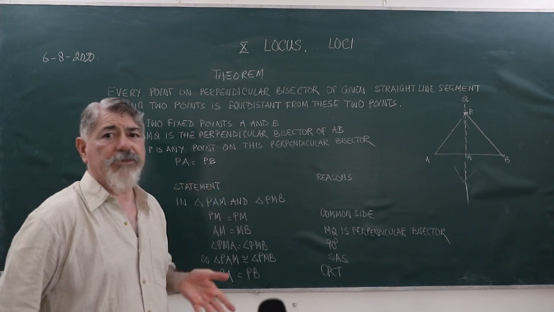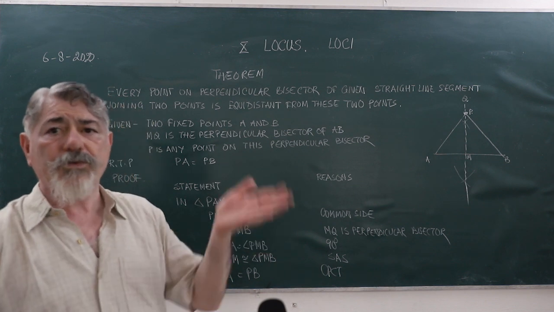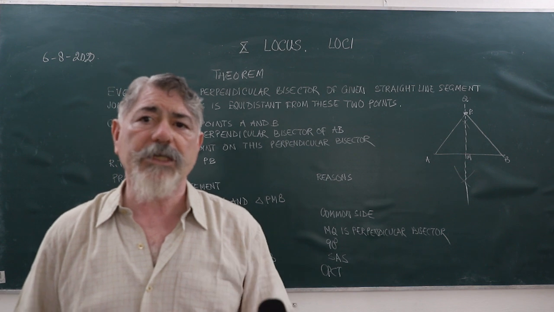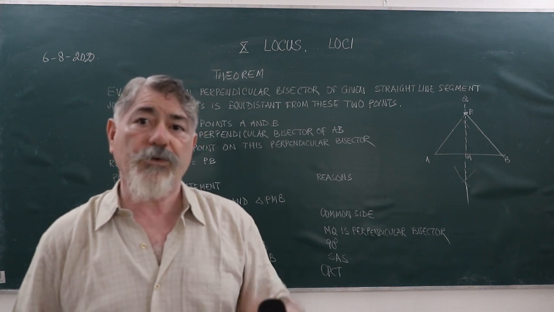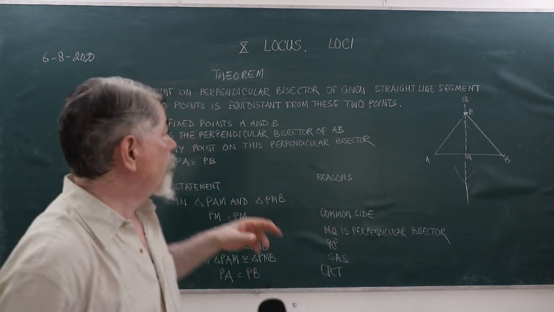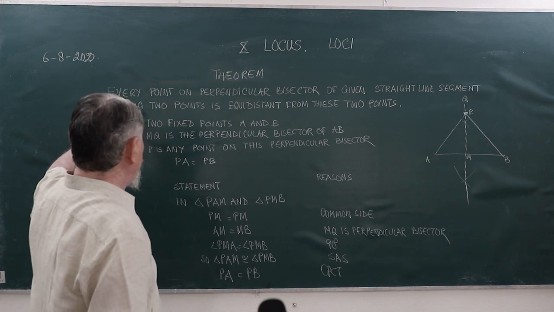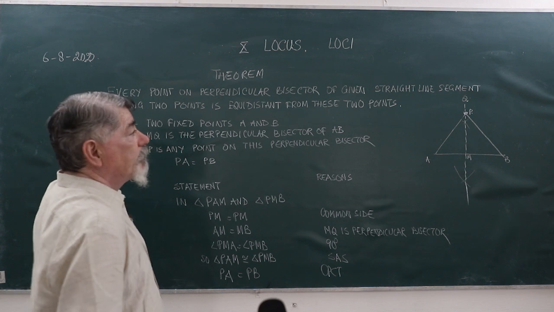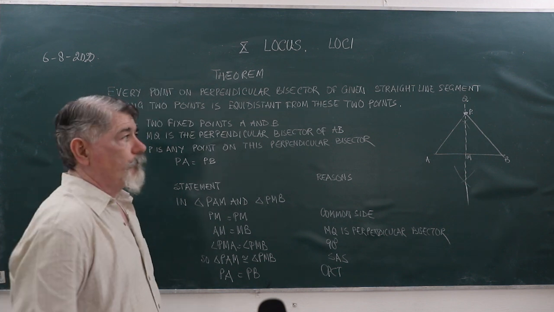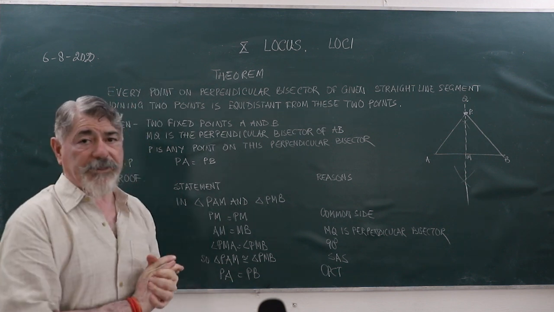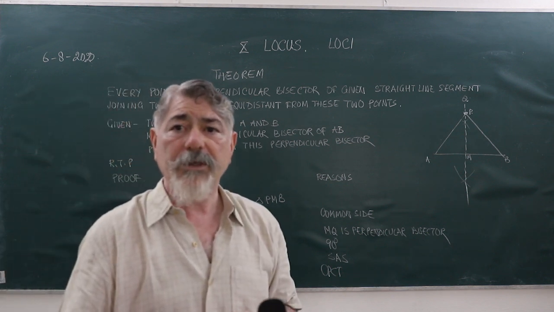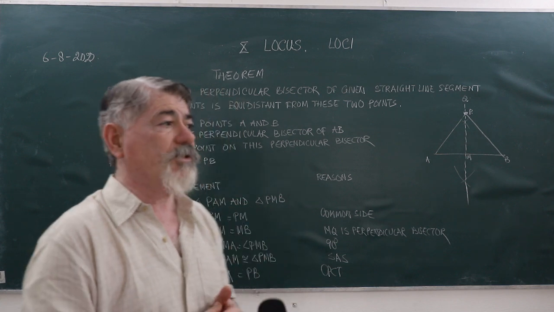So this is the converse of the first theorem. What was given in the first theorem is required to prove here, and what is required to prove here was given in the first theorem. It was given that PA is equal to PB in the first theorem. In the second theorem, we have to prove PA is equal to PB.